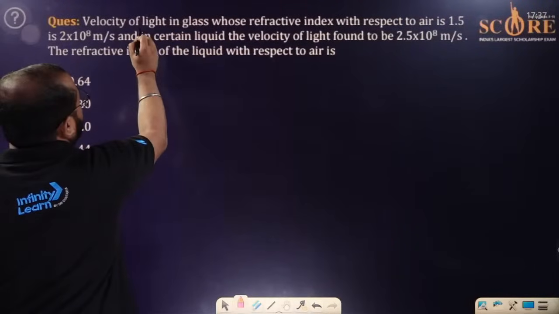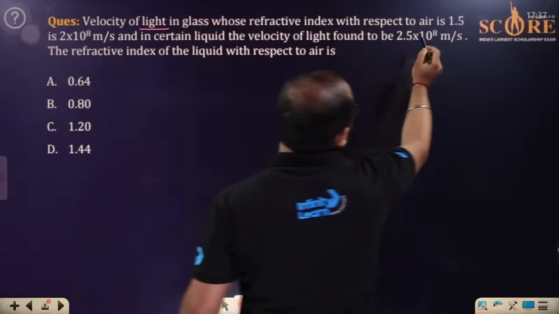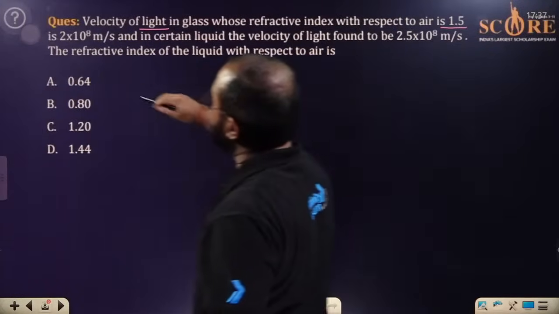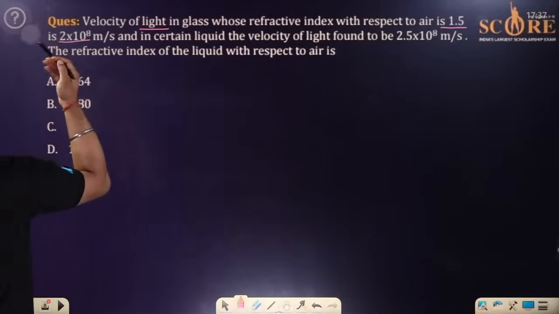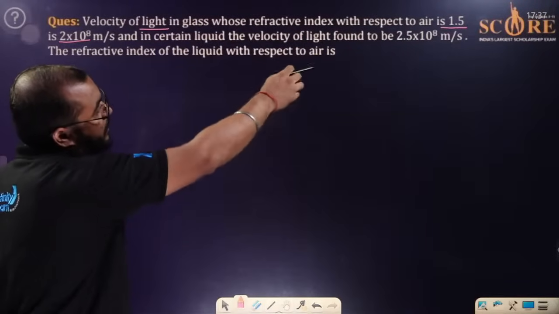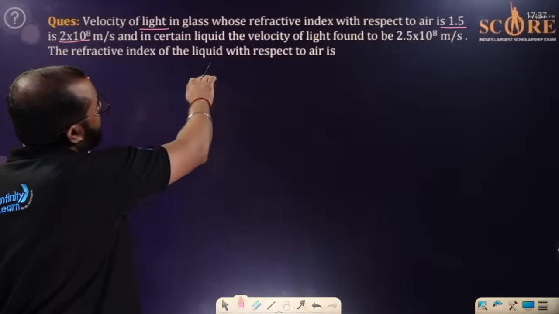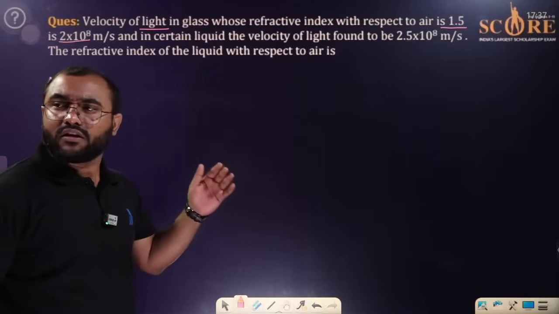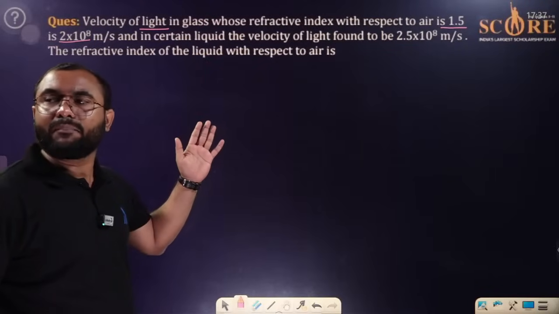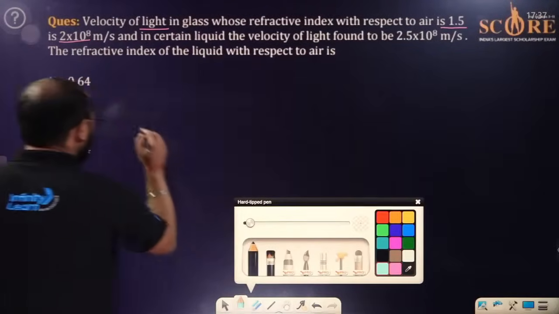Velocity of light is given in a glass whose refractive index with respect to the air is given as 1.5 and the speed is given as this much. Fine, no problem. In a certain liquid, the velocity of the light is found out to be 2.5 into 10 to the power 8 meter per second. The refractive index of the liquid with respect to the air. With respect to the air, it is talking about the absolute refractive index, everyone.